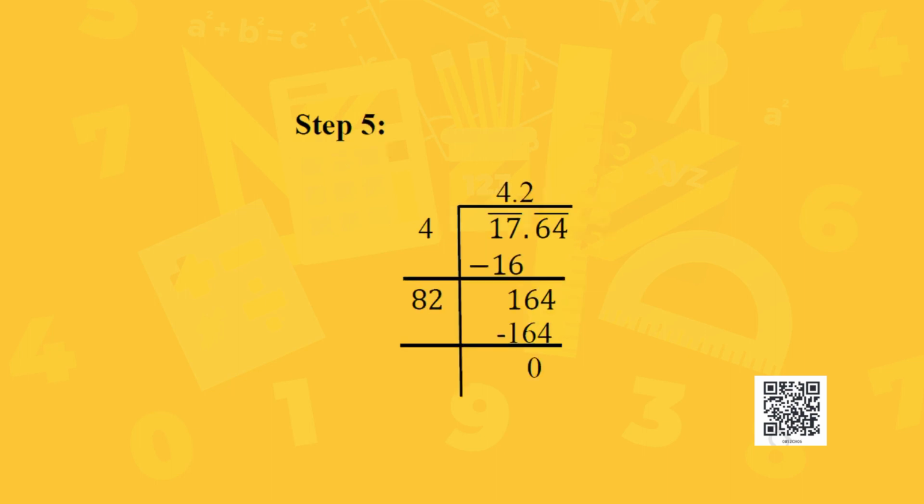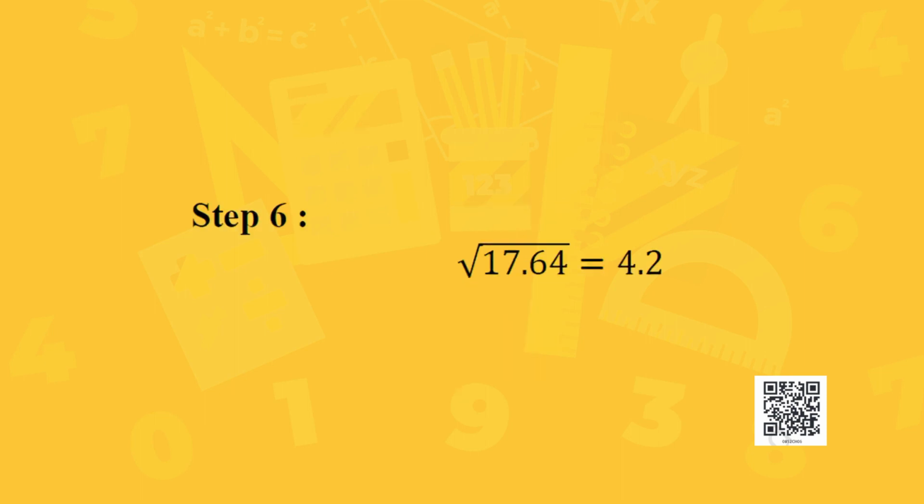So at step 5, we know that 82 times 2 is equal to 164. Therefore, our new digit which has to be filled in the blank is 2. So now divide and get the remainder. So when we place 2 there, we know that 82 times 2 is equal to 164, leaving the remainder as 0. And finally, in step 6, since the remainder is 0 and no bar is left, therefore the square root of 17.64 is equal to 4.2.